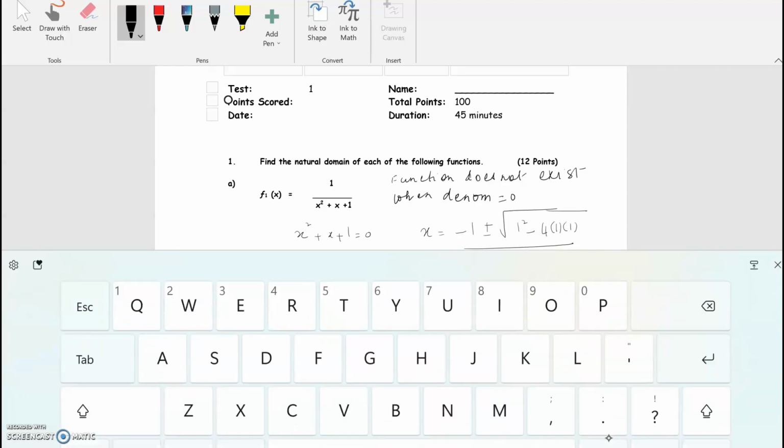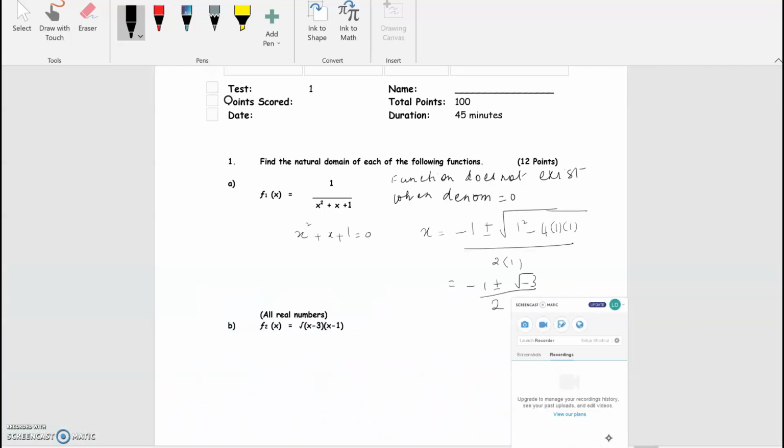Okay, so this is an imaginary number. What does that tell us? Because there's a negative under the square root, it's an imaginary number, and that tells us that there is no real number for which x squared plus x plus 1 equals 0, which means your domain is all real numbers.